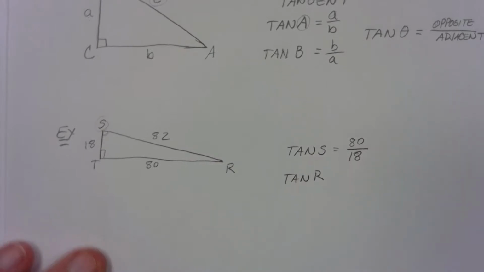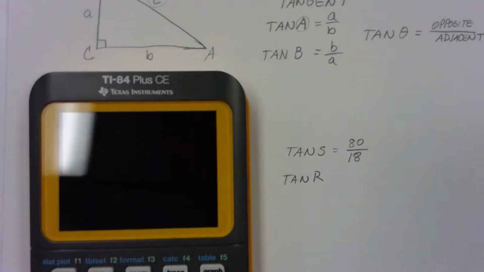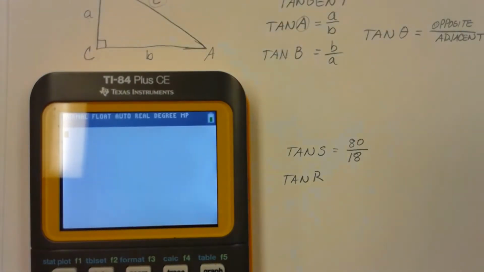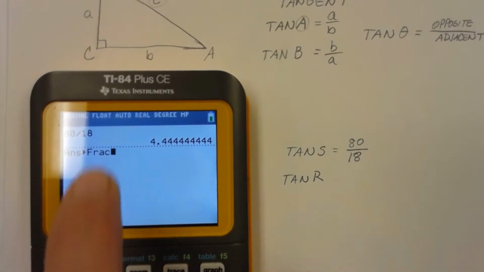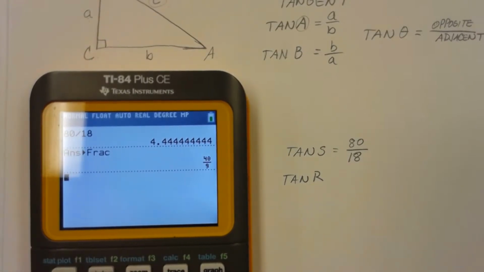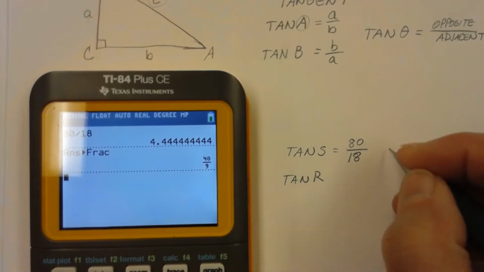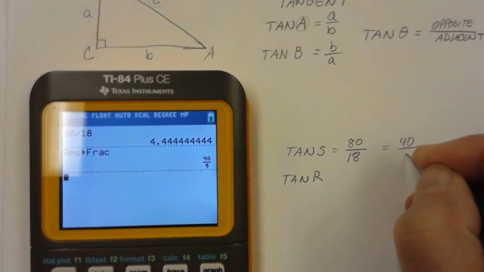Reduce that if possible. You want to put it in reduced form. If you can't reduce that, or you're not quite sure what to do, you take 80 divided by 18 in this calculator, and then go math, enter. It says answer to fraction. You say yes by hitting enter. So it's math, enter, enter, and you get 40 over 9.